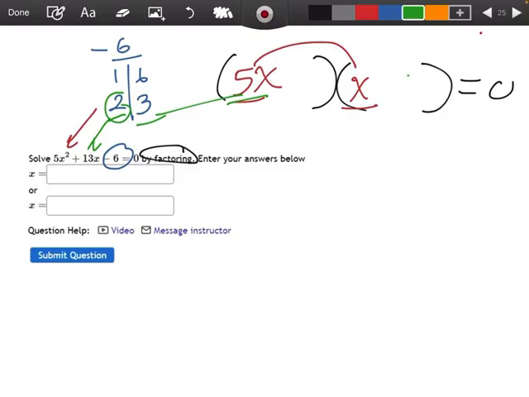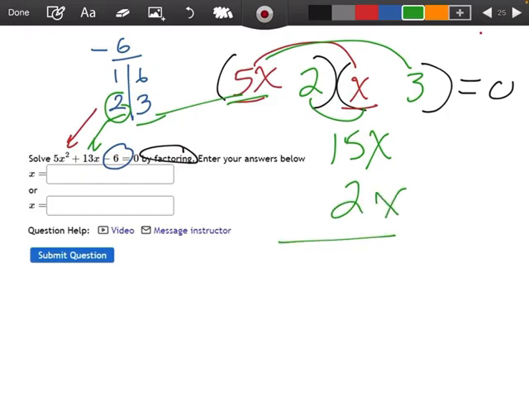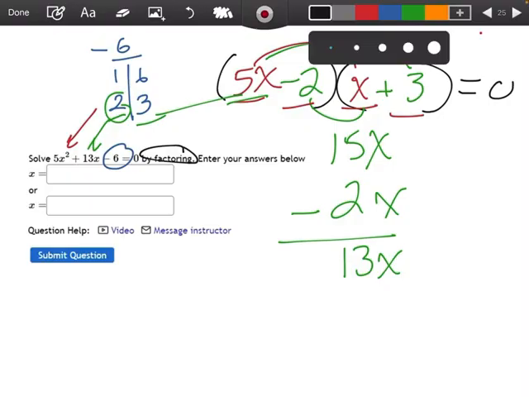I'm going to try putting the 3 here and the 2 here. So look, y'all, if I go 5 times 3x, that is a 15x, right? If I go 2 times x, that's a 2x. Now, I know that if I were to subtract those, that would give me a 13x, which is exactly what we want, okay? So in order for me to subtract those, that has to be a plus 3 and that has to be a minus 2, right? And that's what I want to use because I need to get to a negative 6, all right?